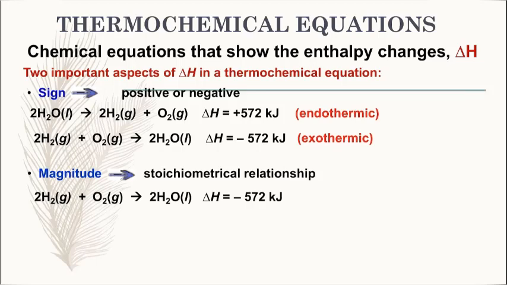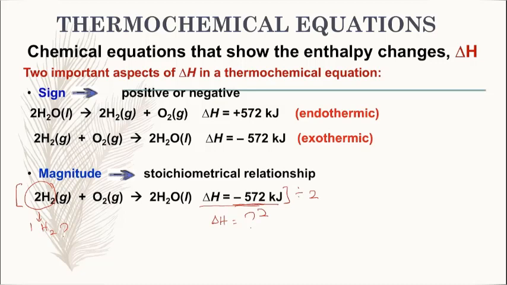This equation shows that if 2 mole of hydrogen is burned in 1 mole of oxygen, an amount of 572 kilojoule of heat energy is released. Now, what do I have to do if I want to find out the value of enthalpy for the combustion of 1 mole of hydrogen gas? What I have to do is divide the whole equation by 2, including the value of the enthalpy.